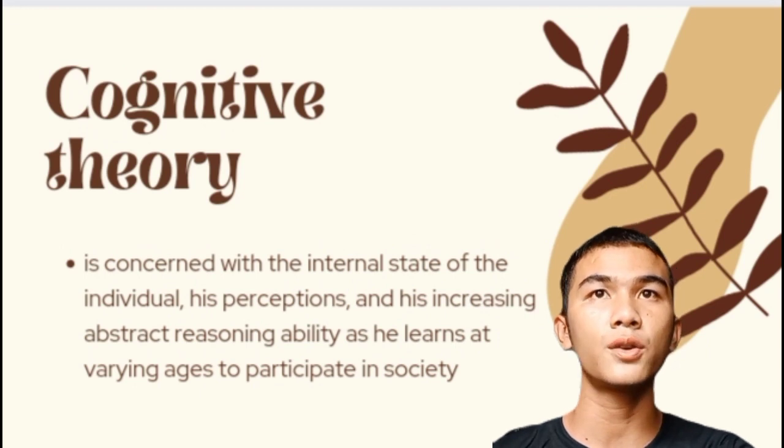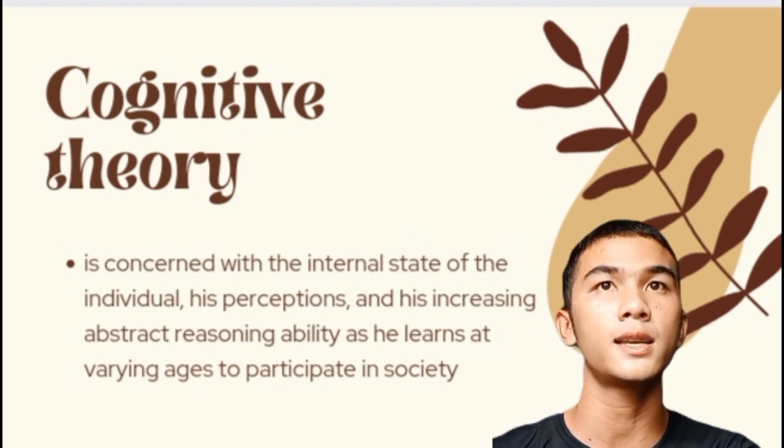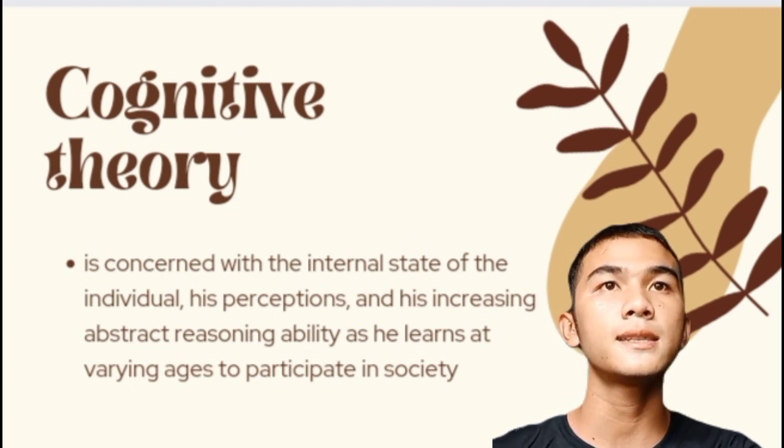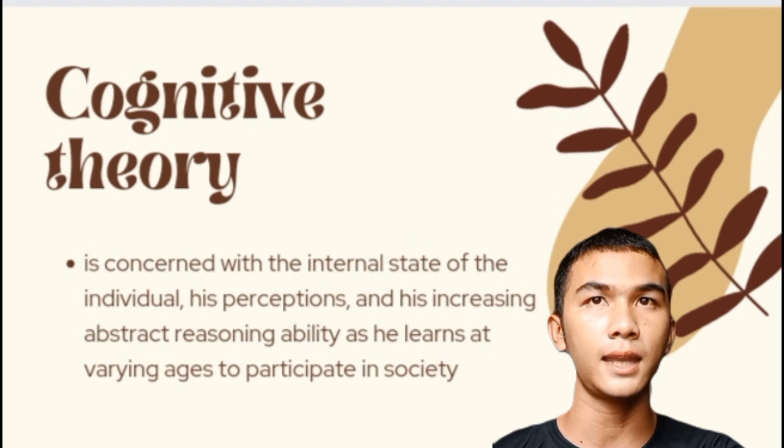The second theory is the cognitive theory. This theory is concerned with the internal state of the individual, his perceptions, and his increasing abstract reasoning ability as he learns at varying ages to participate in society.